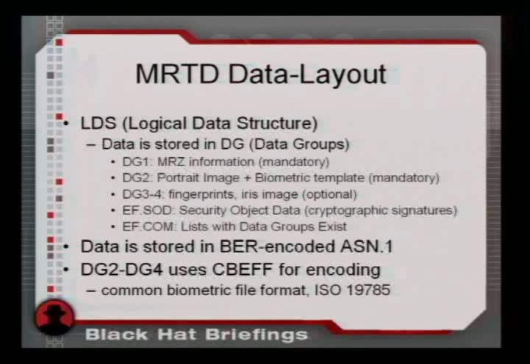We have the data group 2. This is holding an image portrait and a biometric template. This is also mandatory right now. And we have optional data groups like the DG3 and DG4 to hold additional fingerprints and iris image. We have the security object data, and we have the EF.COM. It lists what data groups are existing. All data is stored in BER encoded ASN.1, and the data group 2 to 4 use CBEFF. It stands for Common Biometric Exchange File Format. It is also a public standard. It's ISO 19785.